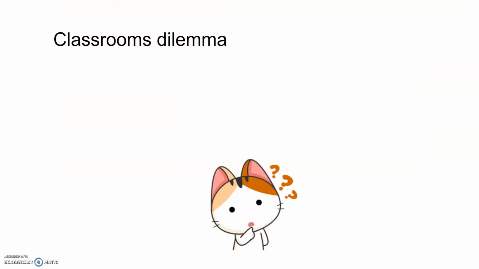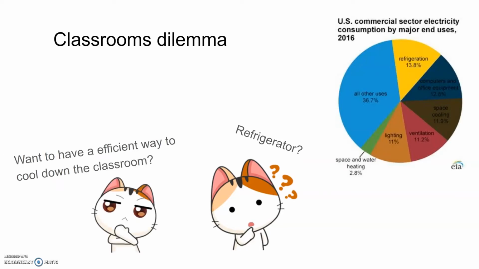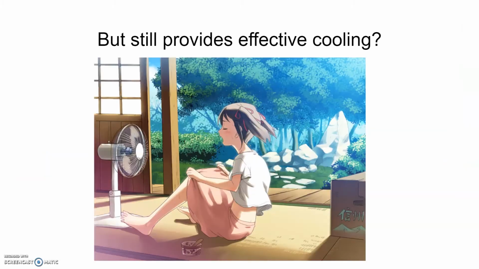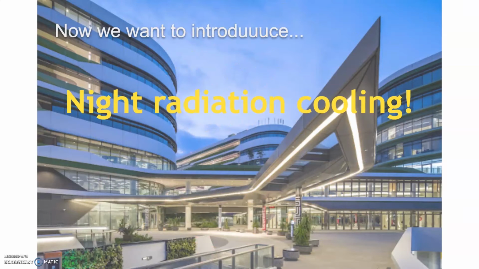Intelligent and hardworking SCTD students are tasked to come up with a solution to make the classroom an environment that is conducive for learning. Going the extra mile, we attempt to also find a more eco-friendly and efficient way to cool down the classroom. At the moment, we want to introduce a new and effective method, nighttime radiation cooling.